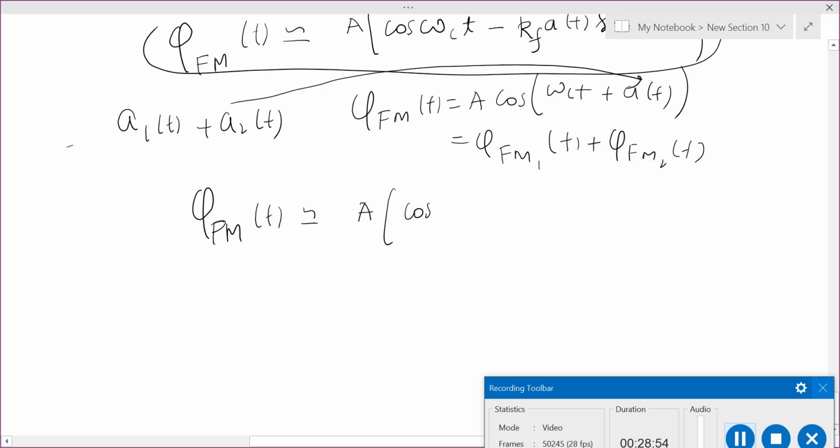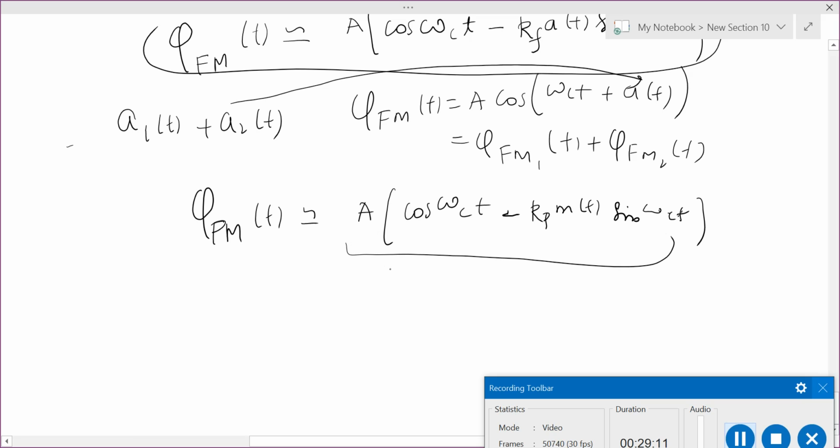Similarly, narrowband PM can be represented as A cos omega ct minus kp m of t sine omega ct. So what is the difference between PM and FM? In PM there will be kp m of t. In FM it will be kf a of t, where a of t is the integral of the message. That's the difference between FM and PM mathematically.